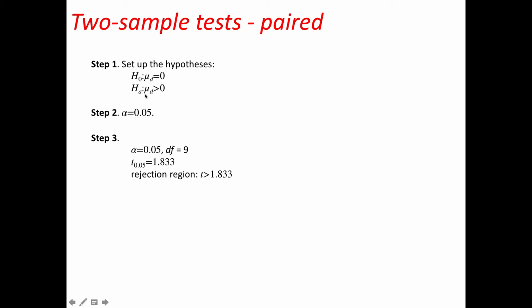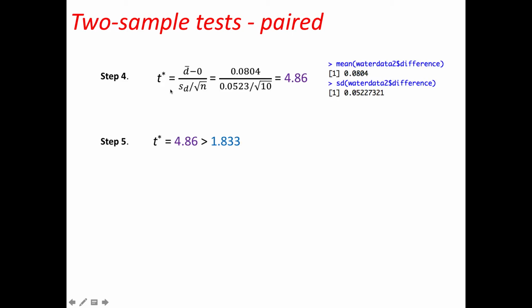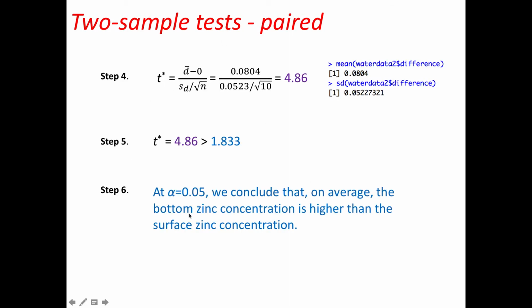So it means that the mean difference is greater than 0, which in this particular case means that the bottom zinc concentration is higher than the surface zinc concentration because of the way that we set up the data based on the original question that was asked for this test. All right, so that is a paired t-test.